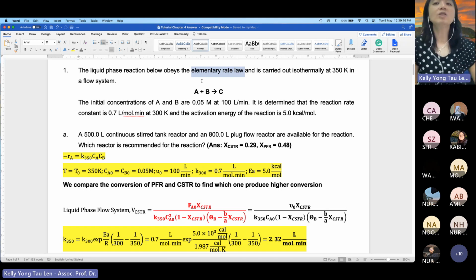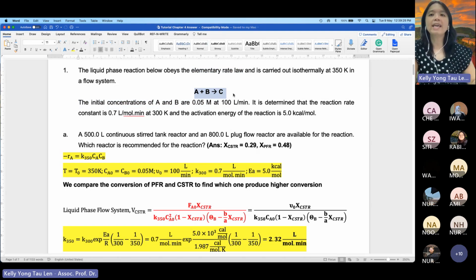But on the other hand, this question says elementary rate law. If elementary rate law, the reaction order will follow the stoichiometric coefficient. So meaning in this chemical reaction, I have 1A, 1B. I have two reactants. And the stoichiometric coefficient for A is 1 and for B is also 1, right?